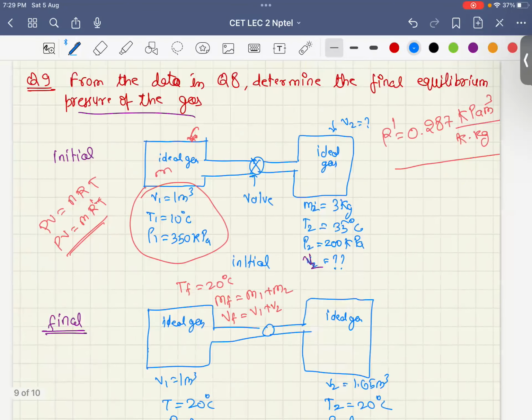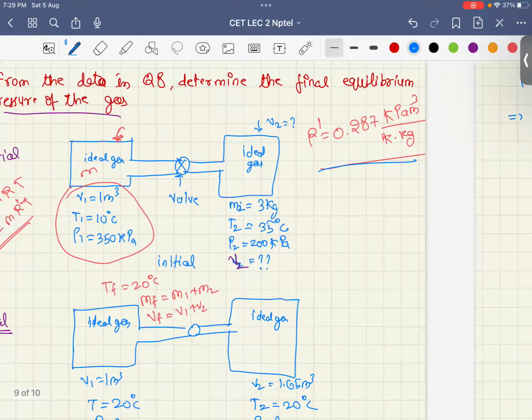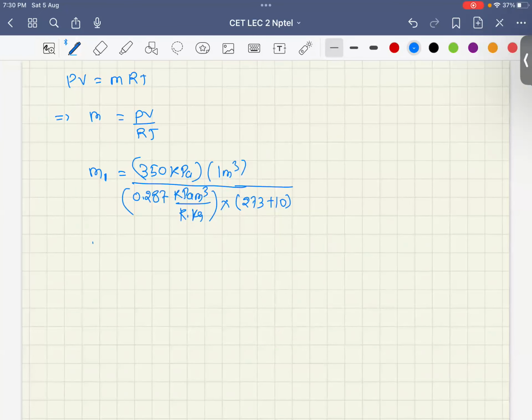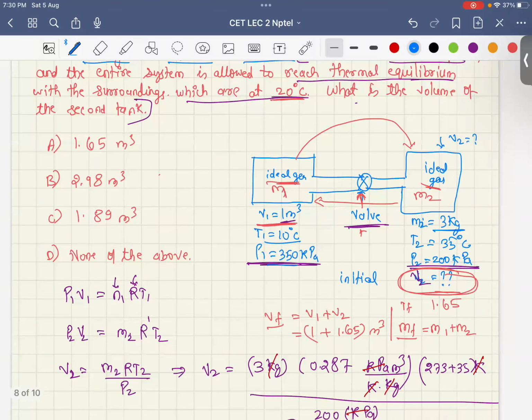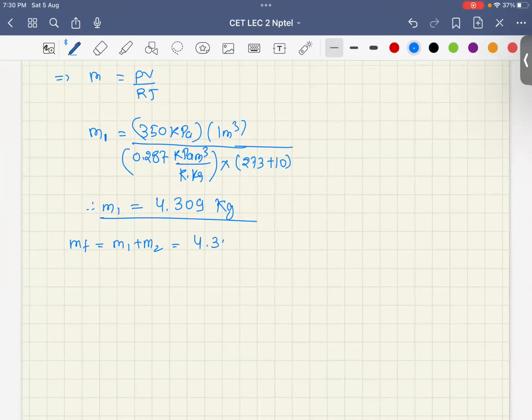What is the value of R'? This one, 0.287 kPa meter cube by Kelvin into kg, multiplied by temperature. The temperature is 10 degrees centigrade, which is 273 plus 10. m1 comes out to be around 4.309 kg. And m2 we are already given. m2 has been given as 3 kg, right? So mF is nothing but m1 plus m2, which is 4.309 plus 3, which is 7.309 kg.